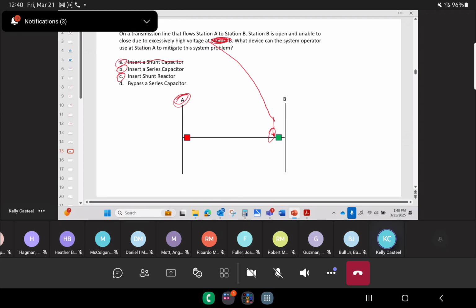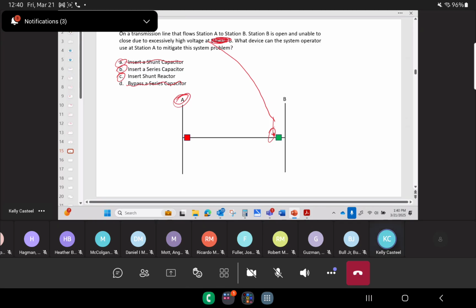Bypass a series capacitor. In other words, most of these series capacitors, the way you put them in and out of service is they have another breaker. So if you close that breaker and take that series capacitor out of service, it's not going to help. It actually would make the problem worse. So for this particular question, again, we've got insert a series capacitor, which would help. If we inserted a shunt reactor, that would help because that would absorb megavars and lower this bus voltage.